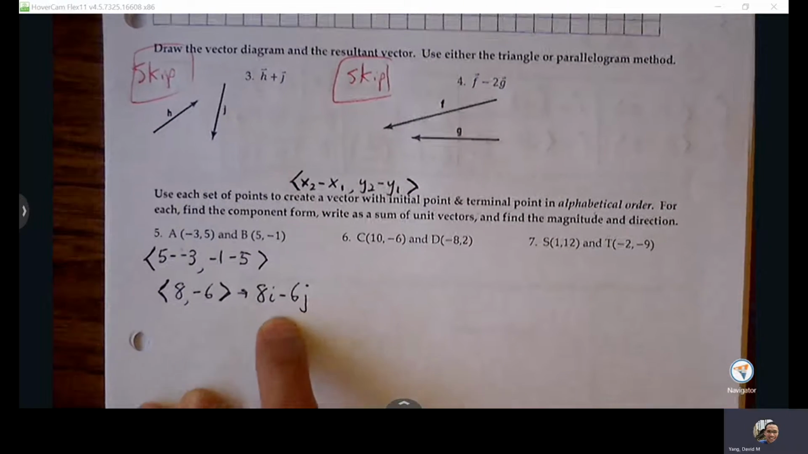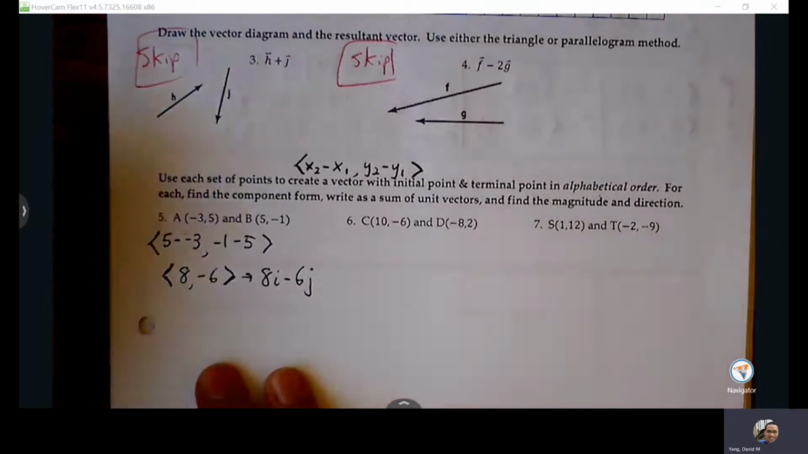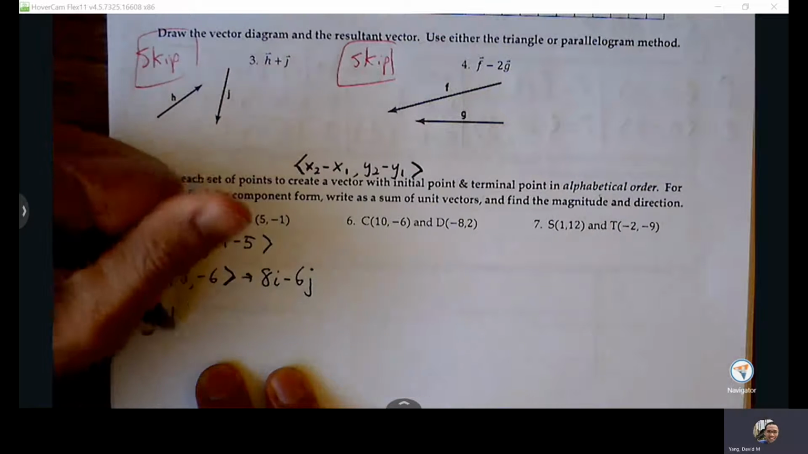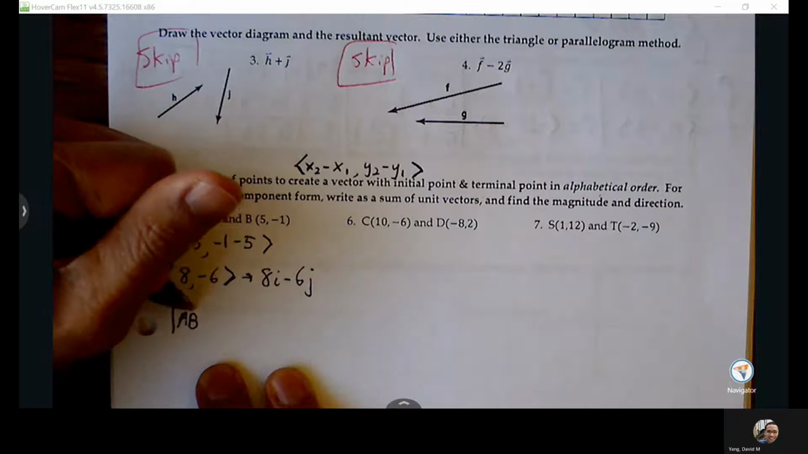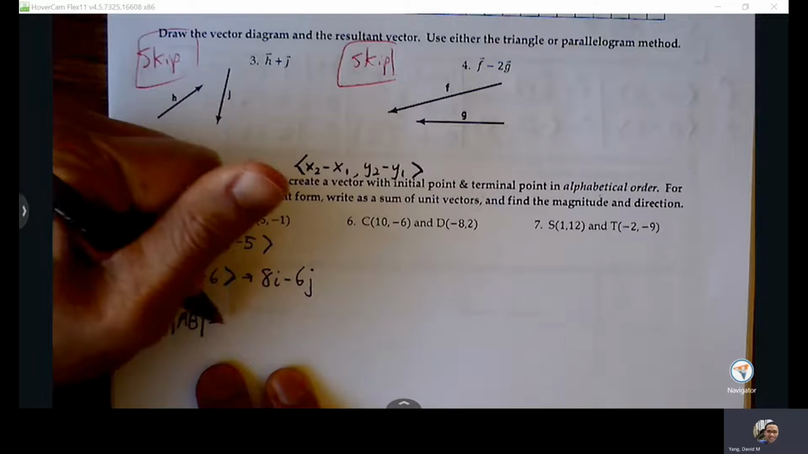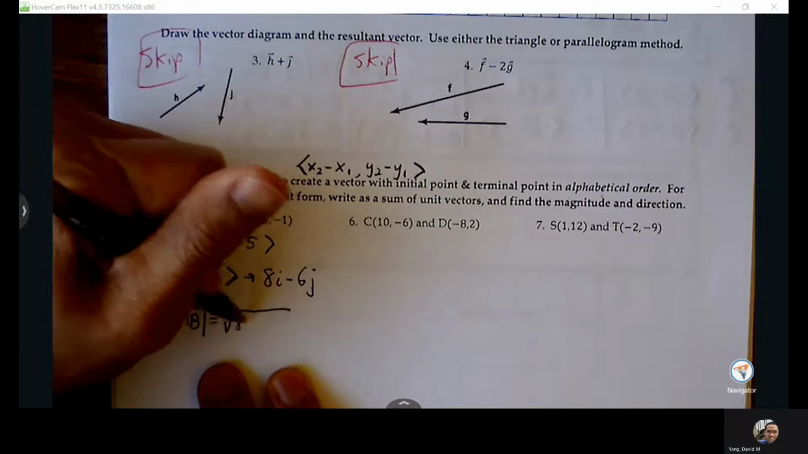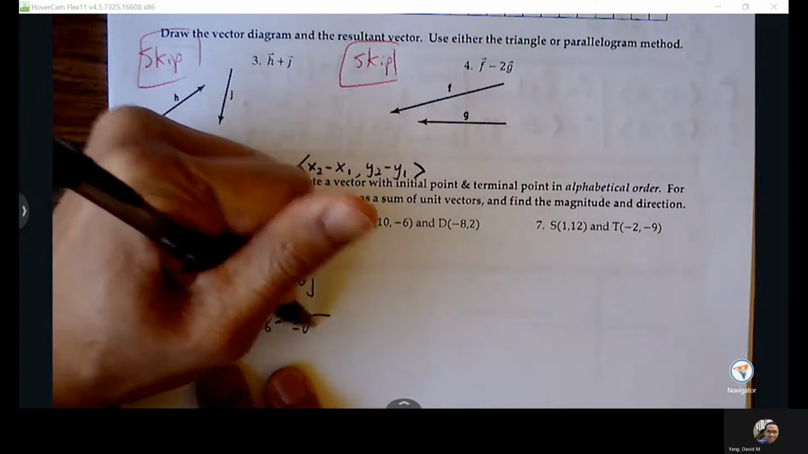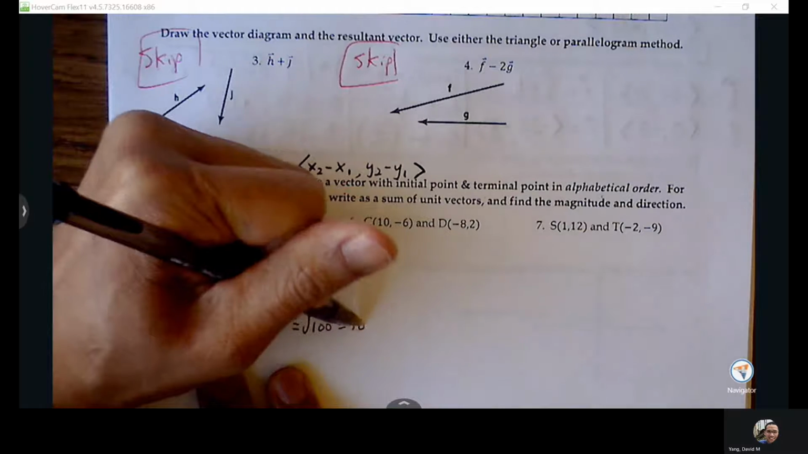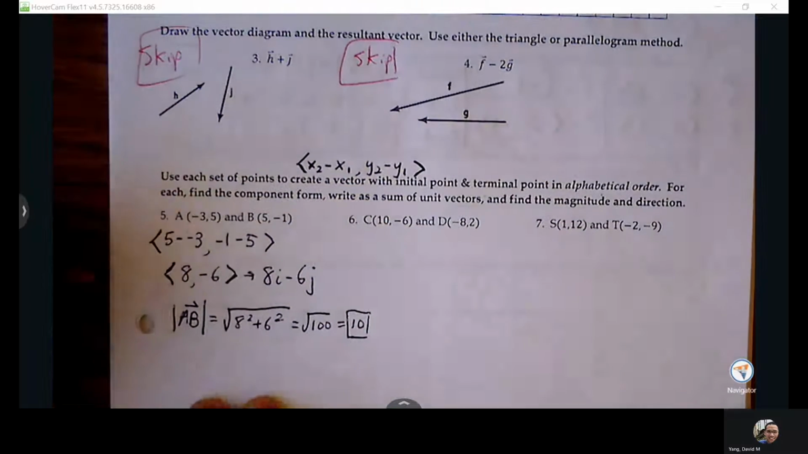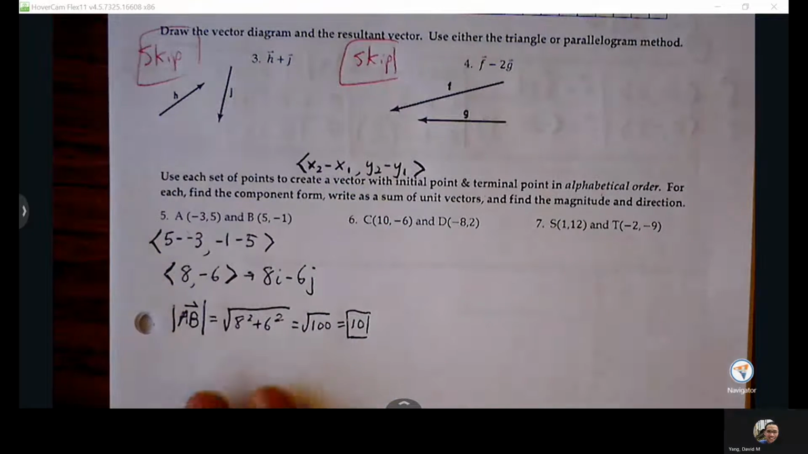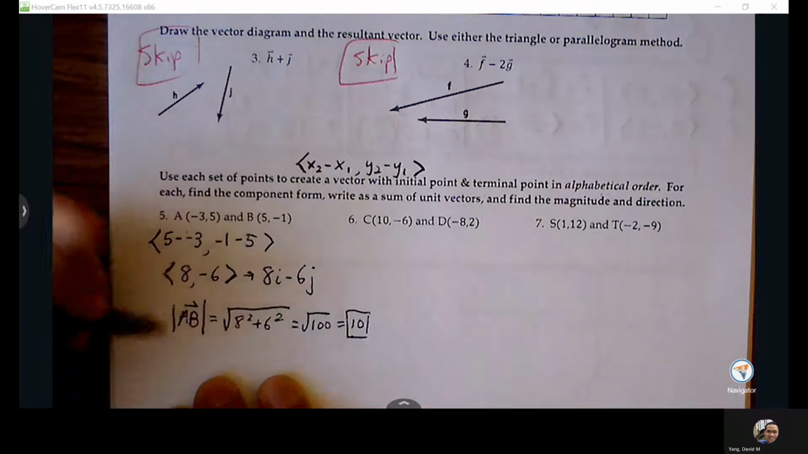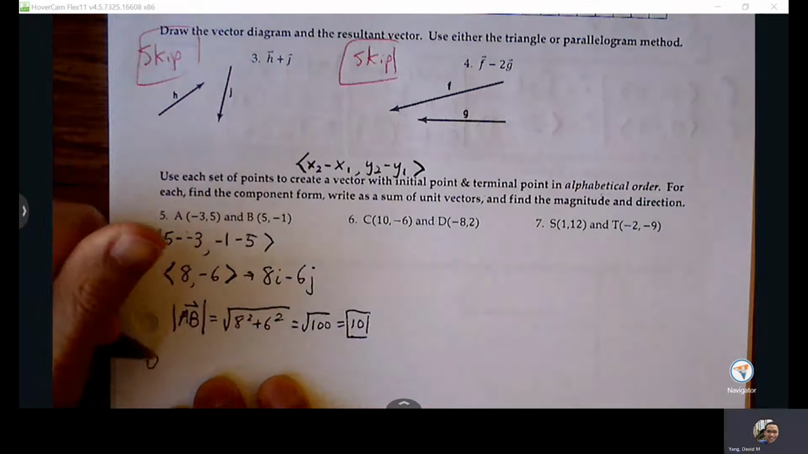Component form, sum of unit vectors, magnitude, okay, direction.